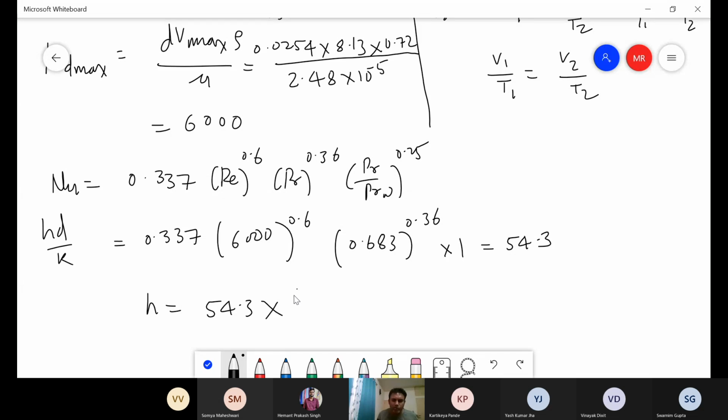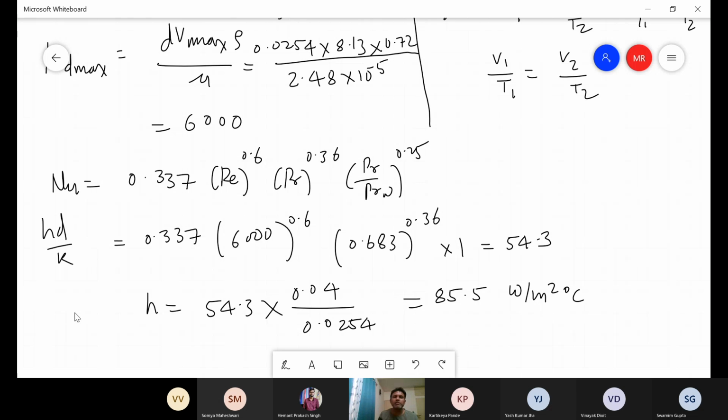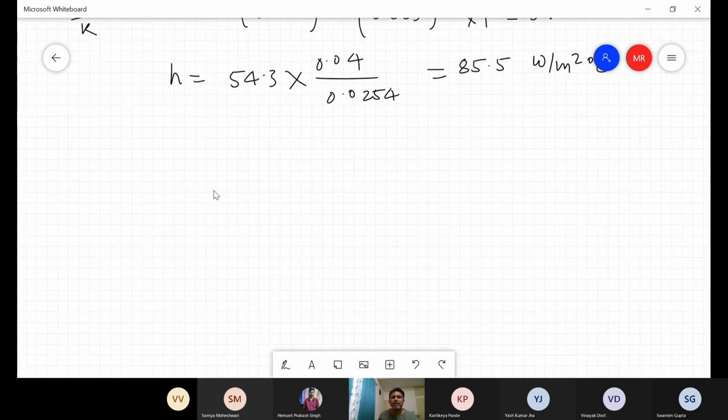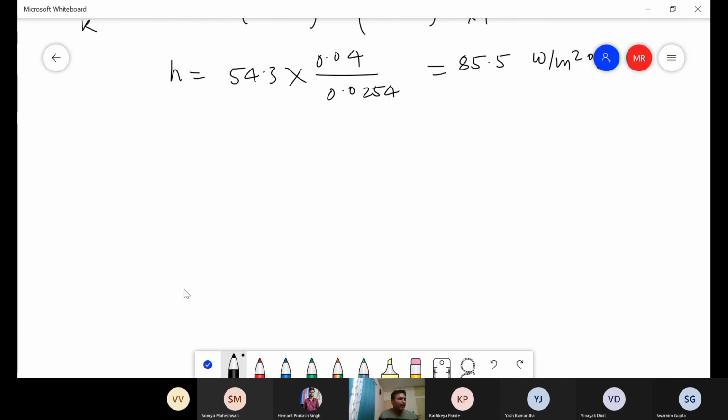The new value of K is 0.04 divided by 0.0254. So H comes out to be 85.5 watt per meter square degree Celsius. So this is the new value of heat transfer coefficient. Now based on this heat transfer coefficient, again make the balance just to check what exit temperature we are getting.